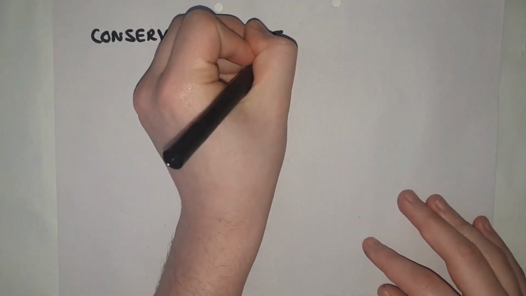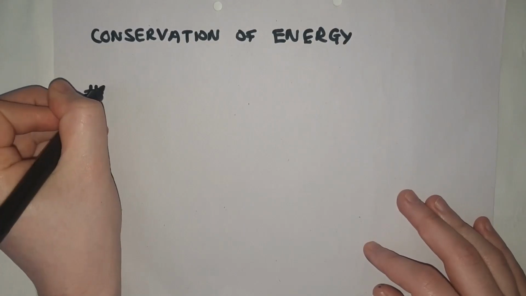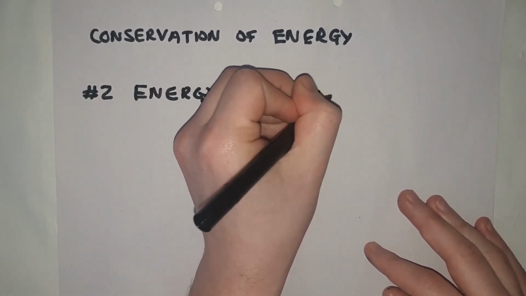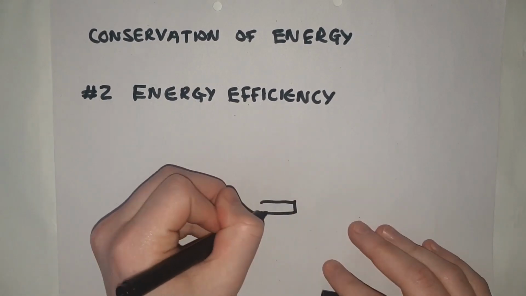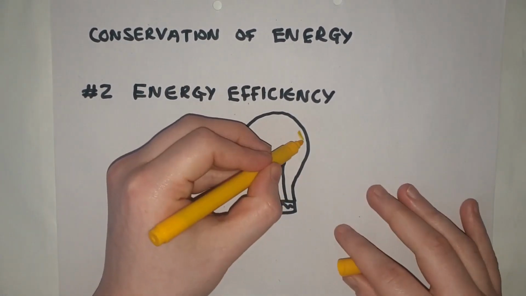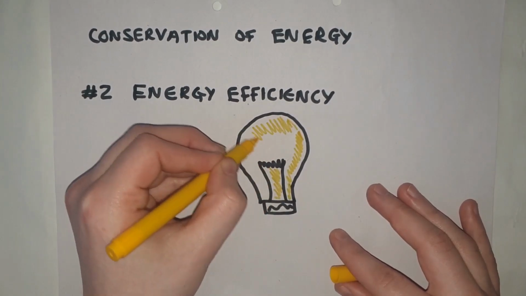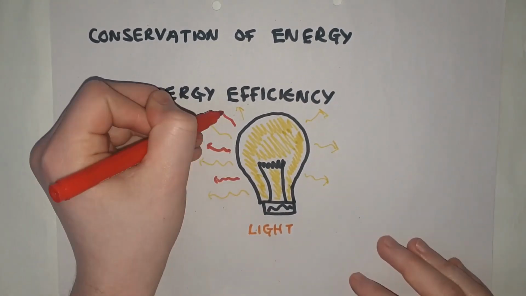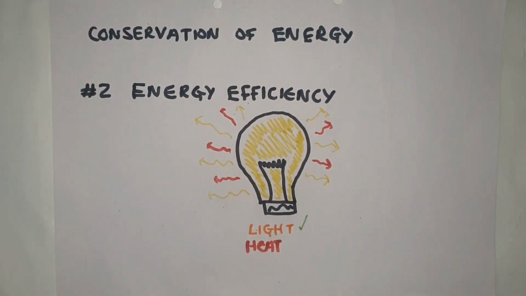Today we're going to continue with the conservation of energy topic. In the last video we learnt that energy cannot be created or destroyed, it is just transferred from one store to another. We also looked at the different ways energy is stored and transferred and how we represent energy transfers using diagrams. Today we're going to look at energy efficiency, so what it is, how we calculate it and how we improve the efficiency of our devices.